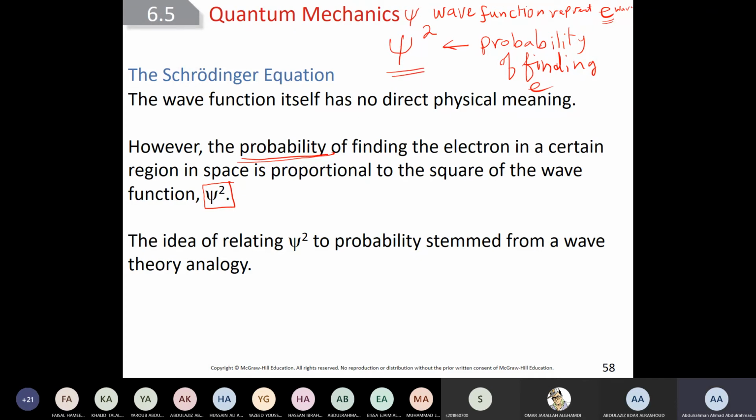What's psi square? Probability, the probability of finding the electron. What do you mean by probability? احتمالية وجود الإلكترون. So I want you to know these two functions, psi and psi squared, and what each one is. You have to know it extremely well. Is this clear?